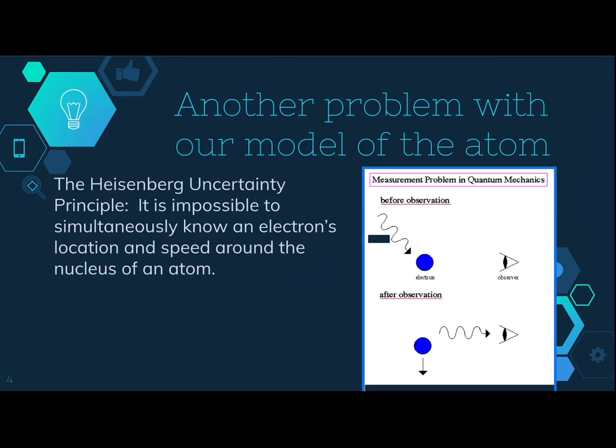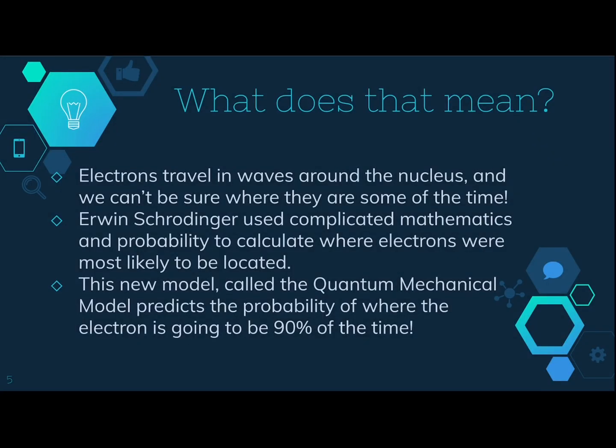The Heisenberg uncertainty principle says it's impossible to simultaneously know an electron's location and speed around the nucleus of the atom. Electrons travel in waves around the nucleus, and we can't be sure where they are some of the time. Schrödinger used complicated mathematics and probability to calculate where electrons were most likely to be located.